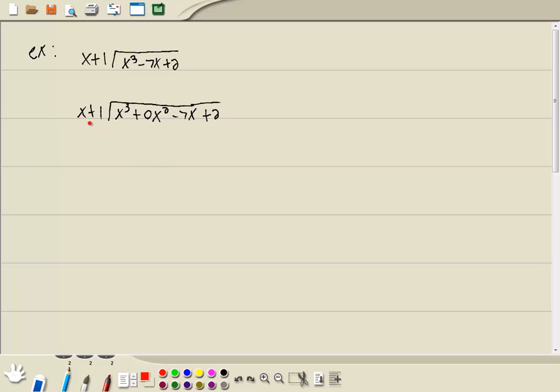Okay, we're going to start with our first term in each to decide what to put up on top. We ask ourselves what times x gives us x to the third, and that's x squared. Now whatever you put up on top, you're going to multiply by what's out in front. So I got x squared times x plus 1, and that gives us x to the third plus x squared.